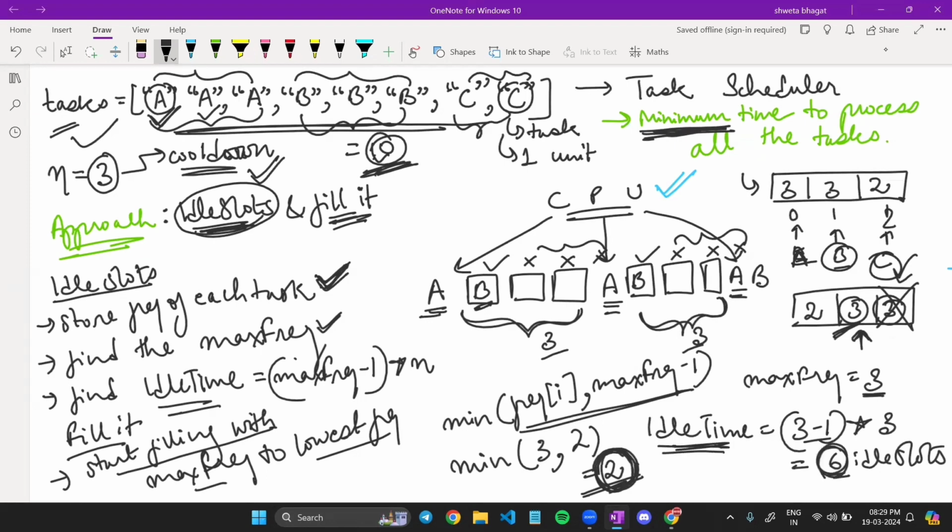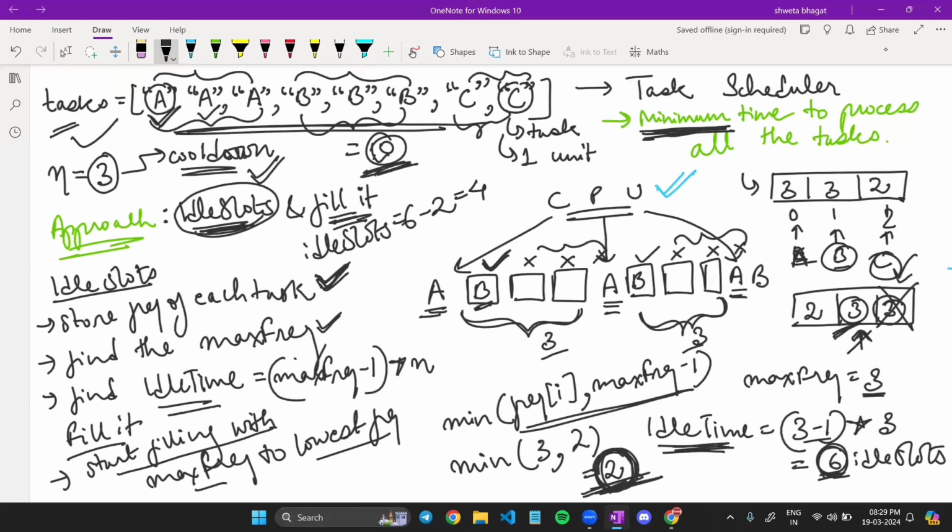So what was the idle time? The idle time was 6. That is, 6 was our idle slot. So let me write it over here. Idle slots was 6 in total. Now out of this 6, these 2 places have been consumed by the B. So what we will do? We will subtract 2. So we will get a 4 over here.